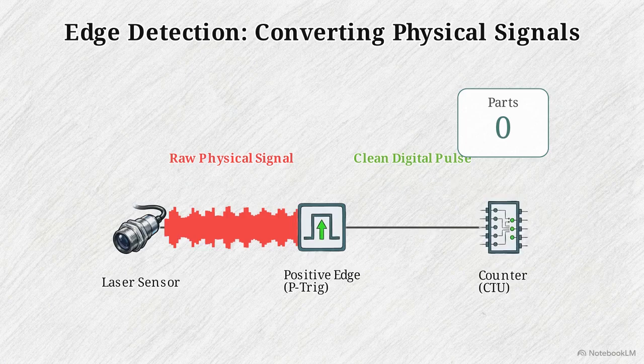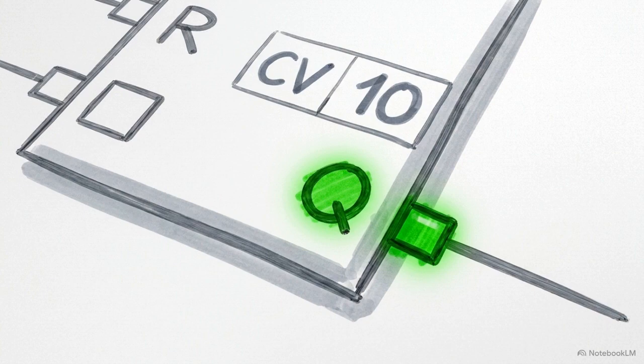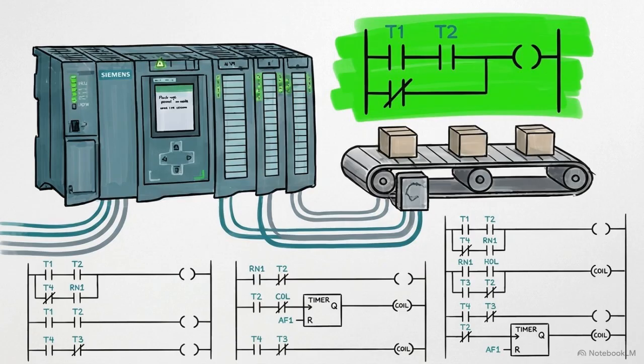With the count secured, we look at the counter's Q output bit. This specific output only turns true when the count threshold reaches exactly 10. We need to connect this math back to the motor. Go back to the motor control circuit we built in Network 1.